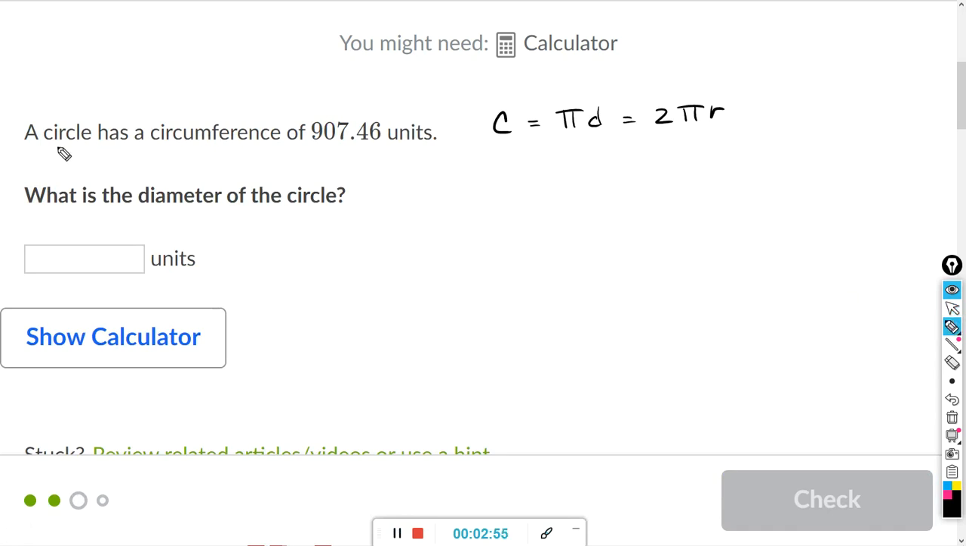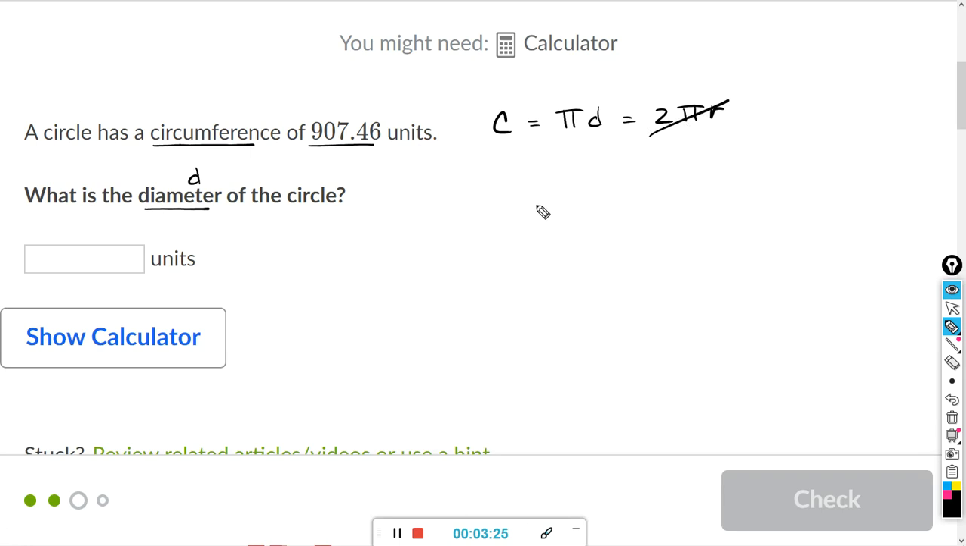So it says a circle has a circumference of 907.46 units. What is the diameter of the circle? It looks like we're going to have to work backwards now. They gave us the circumference, and they want us to find the diameter. Since we're looking for the diameter, which is considered d, we can eliminate the part of the formula with the radius r. So we're just going to be working with this here.